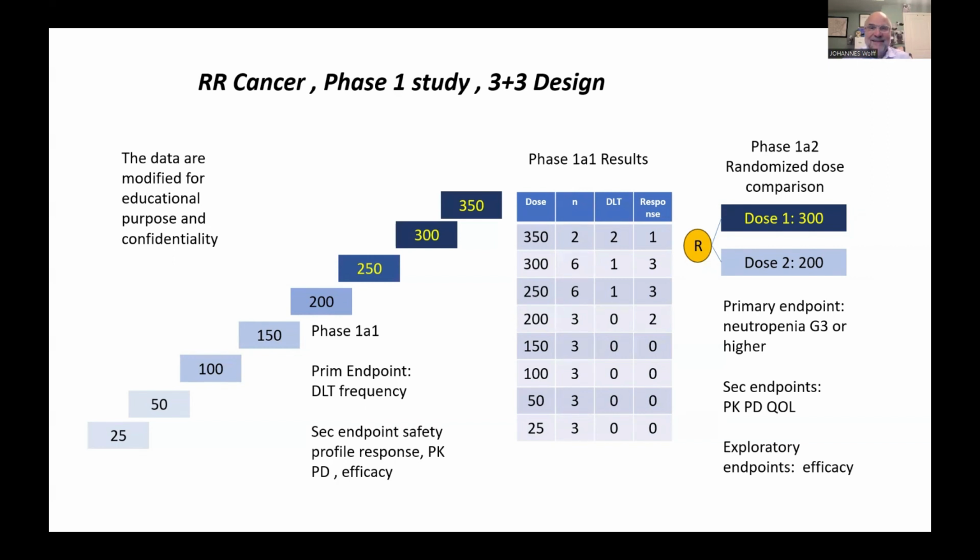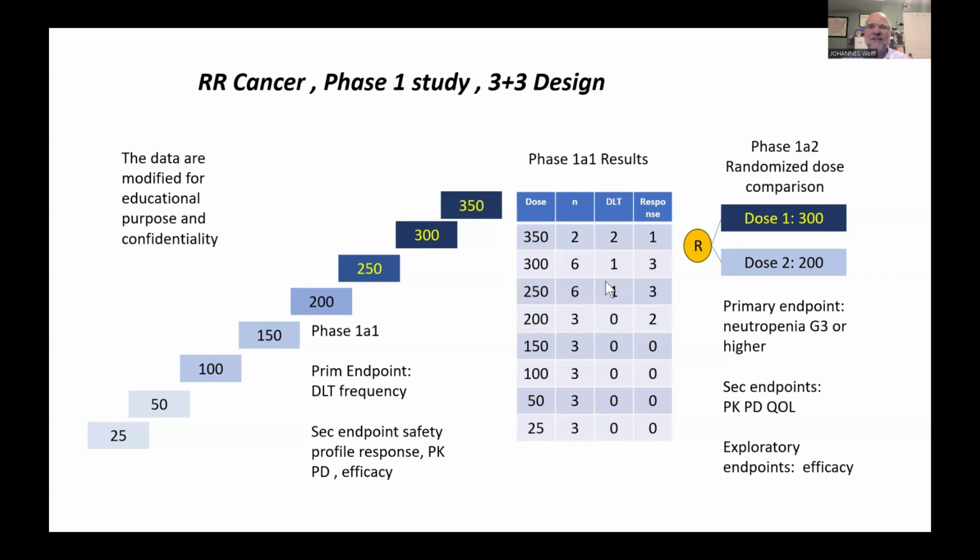Here you see a study design schema for a phase 1 study and preliminary results of it. You see the patients received 25 milligrams in the beginning, and the final patients were moved up to 350 milligrams. In the first cohort of 25 milligrams, 3 patients were treated and no dose-limiting toxicity was observed. The same happened when the dose was escalated until 250 milligrams were reached.